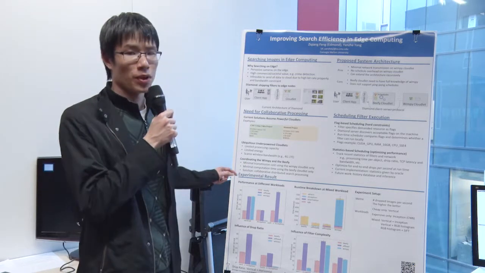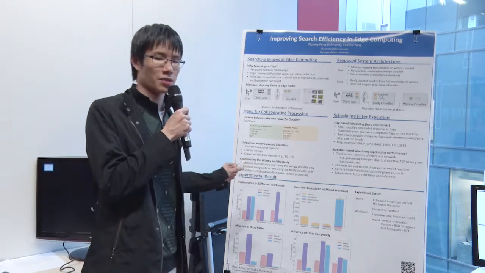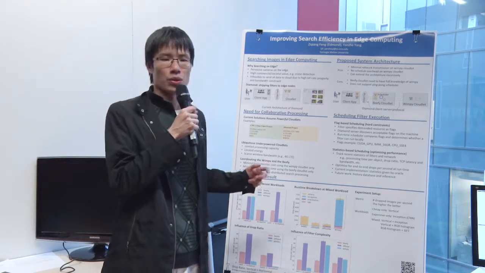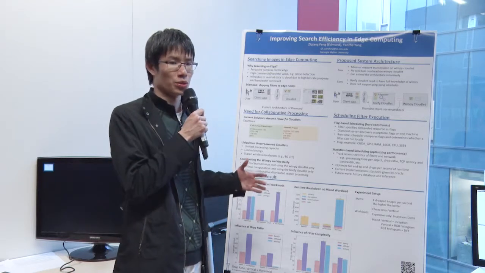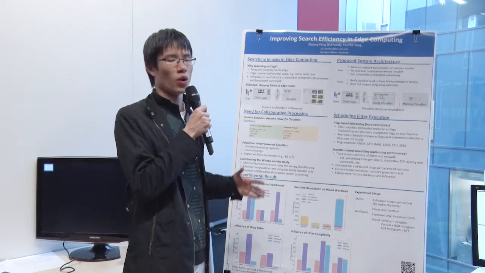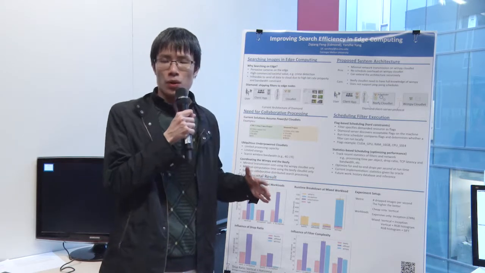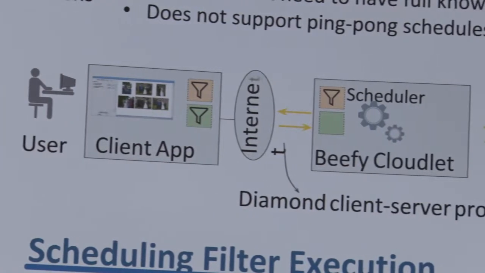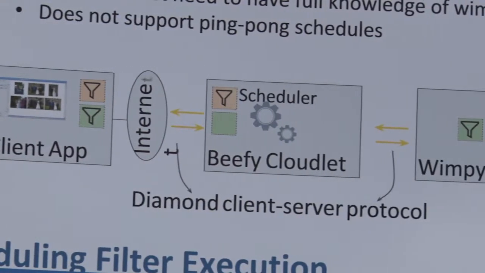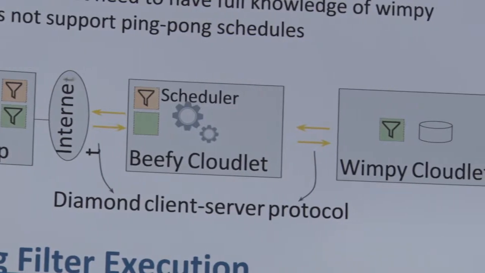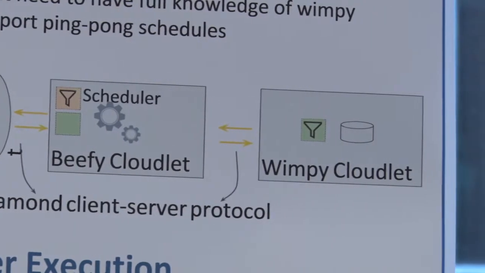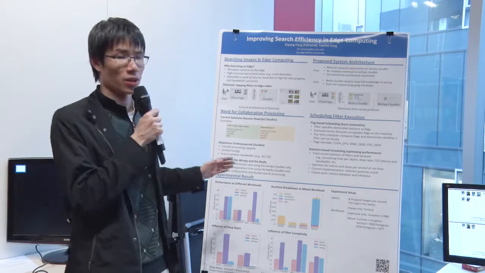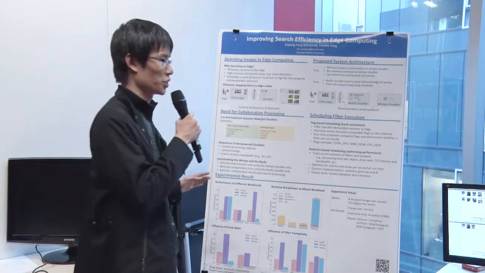So in this project, we studied the system aspect of converging these two extremes. One extreme is you send all the data from the edge to the cloud to do all the processing, and the other extreme is you do all the processing on the wimpy edge node. What we propose is to collaborate a powerful edge node with a wimpy edge node so that each node can do the filters that it is better at. This has the benefit of reducing the processing cost as well as minimizing the data transmission.